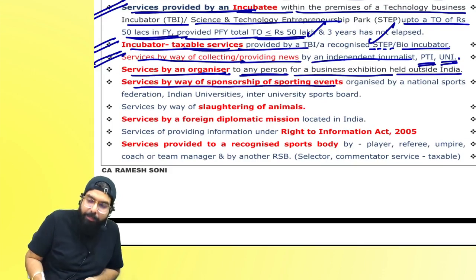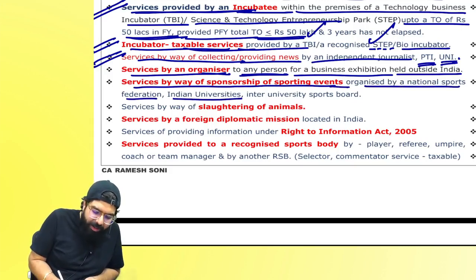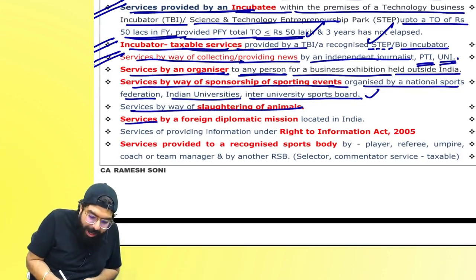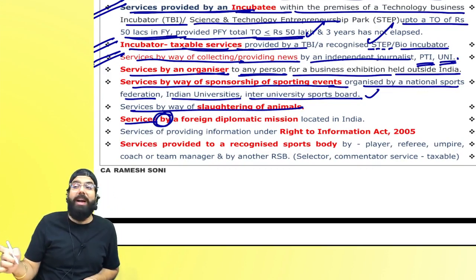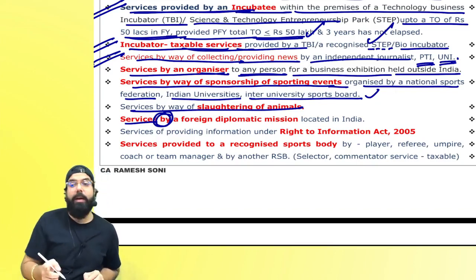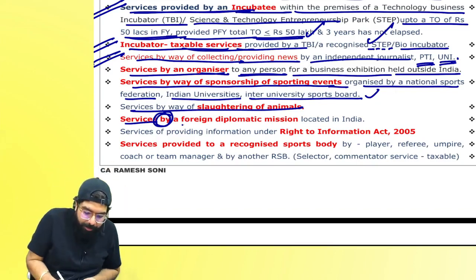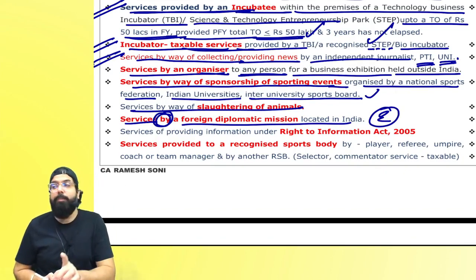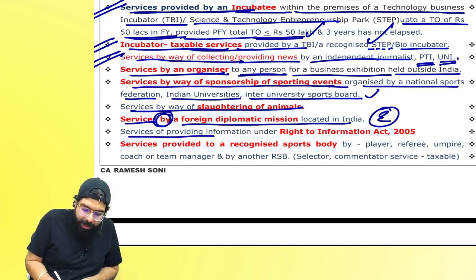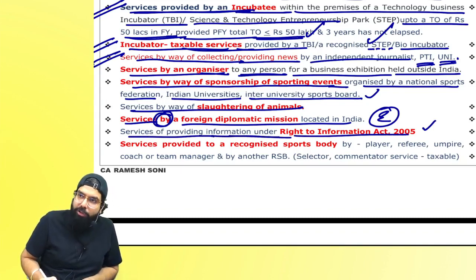Services by way of sponsorship, sponsoring what? Sponsorship of a sporting event organized by a National Sport Federation, Indian University or Inter-University State Board is also exempted. Services by way of slaughtering of animals are also exempted. Remember, services provided to a foreign diplomatic mission are taxable. Services provided by a foreign diplomatic mission are always exempt. Services of providing information under the Right to Information Act are also exempted.